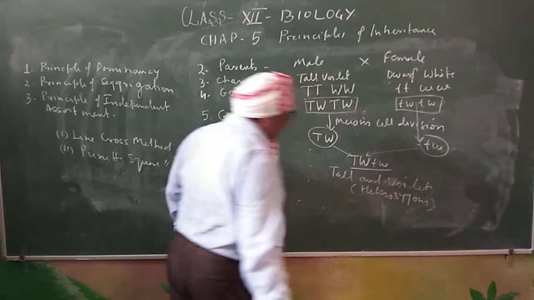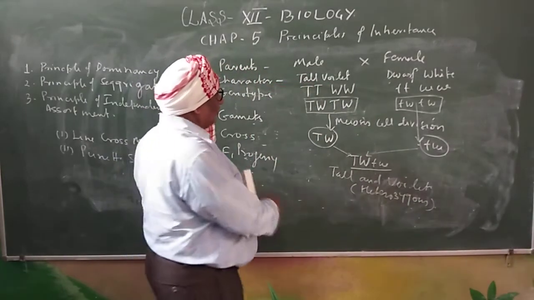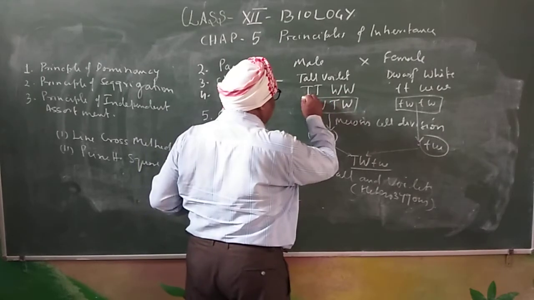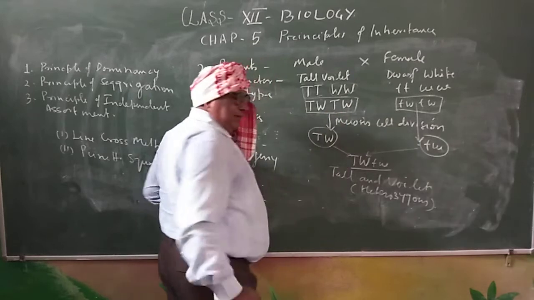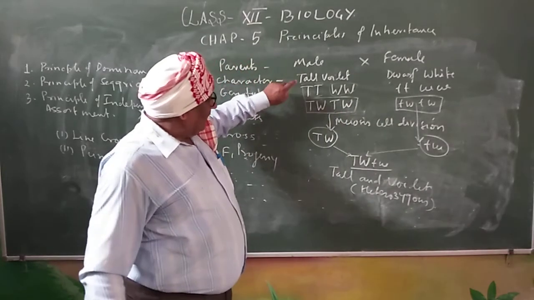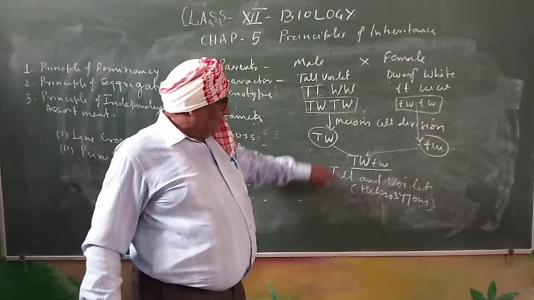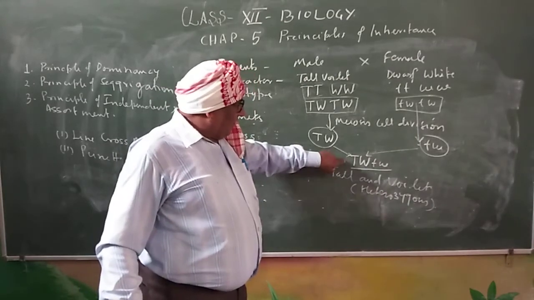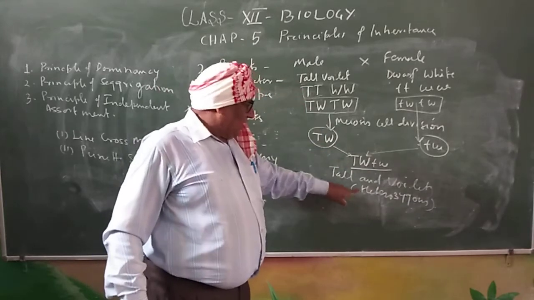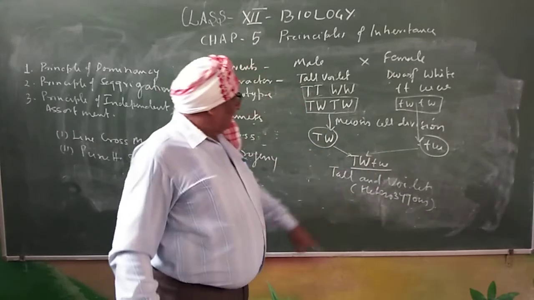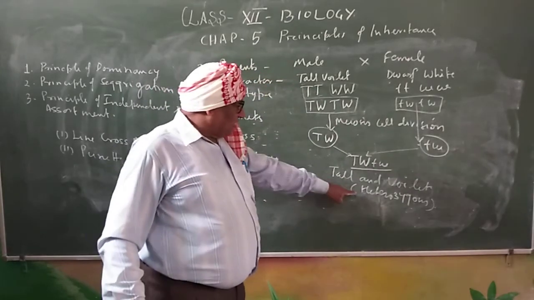I already told it. The parents having tall and violet, that is homozygous condition. They are homozygous tall and violet. And here, what type of progeny are we getting after the cross? That is heterozygous. See how different it is from the homozygous. They have the appearance of tall and violet. They also have the appearance of tall and violet, but their genetic constitution is different.